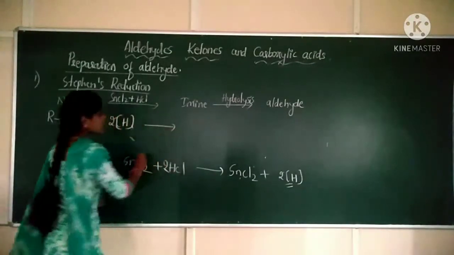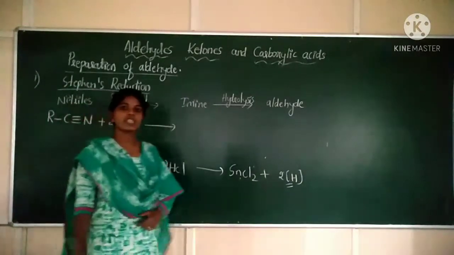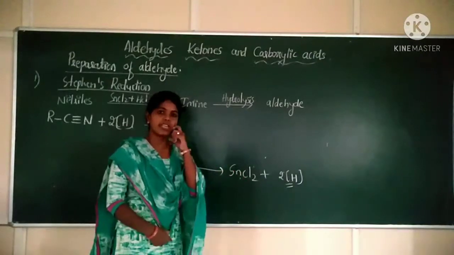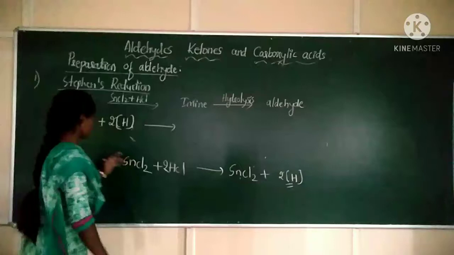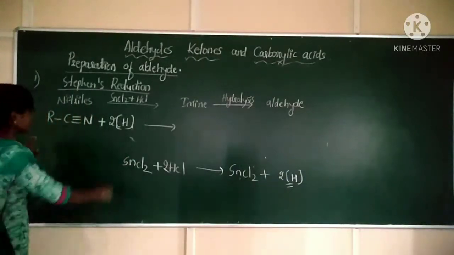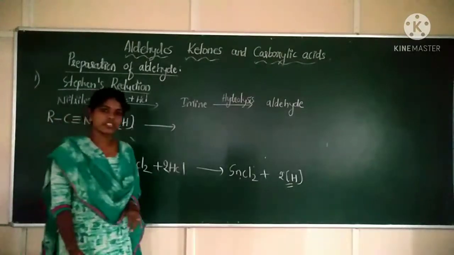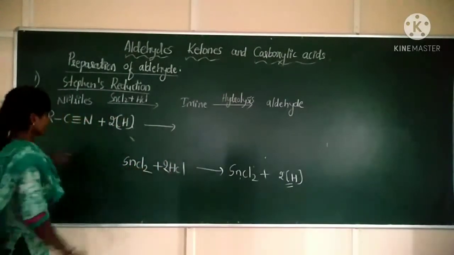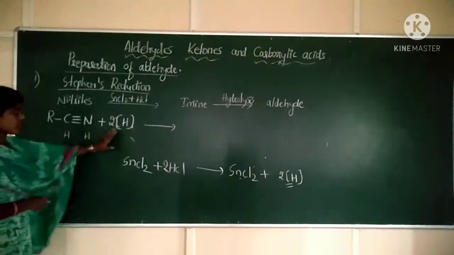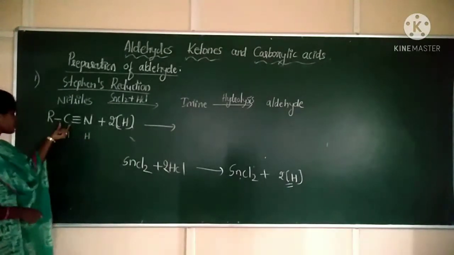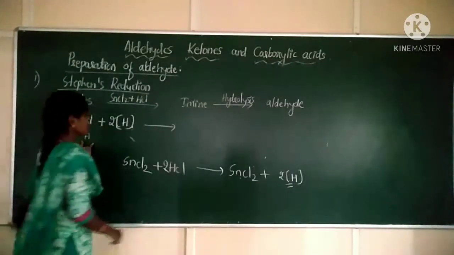Now it will form an imine. What is imine? Carbon-nitrogen double bonded organic compounds are said to be imines. Now what do you do here? 2 hydrogens are there. We should add the hydrogens at the functional group, where we have the triple bond. Add 1 hydrogen to the carbon and 1 hydrogen to the nitrogen.